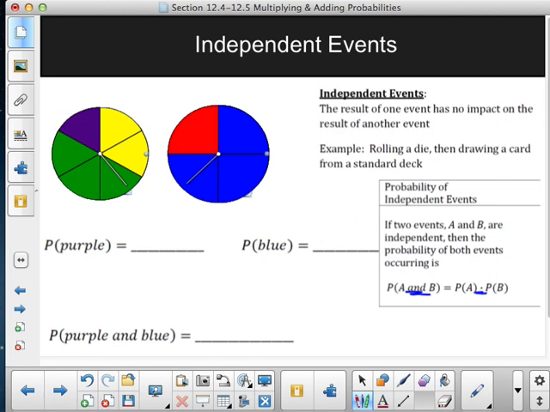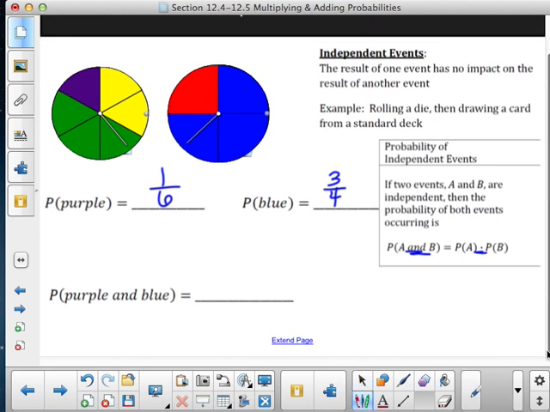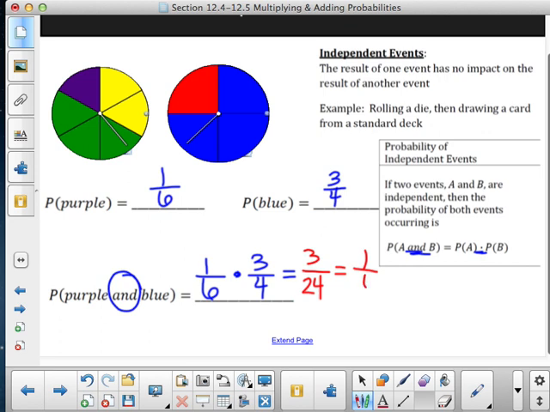So once again we find the probability of purple, which we did on the other slide. It's 1/6. Probability of blue was 3/4. Now if I want to find the probability of being purple and blue, being purple is 1/6 and it's multiplying, and blue is 3/4. Just a little reminder, when we multiply fractions, we just go straight across. So I take 1 times 3 is 3, multiply your numerators, and then multiply your denominators, 6 times 4 is 24. So I have 3 over 24, which reduces to 1/8. You could also put it as a decimal if you'd like.